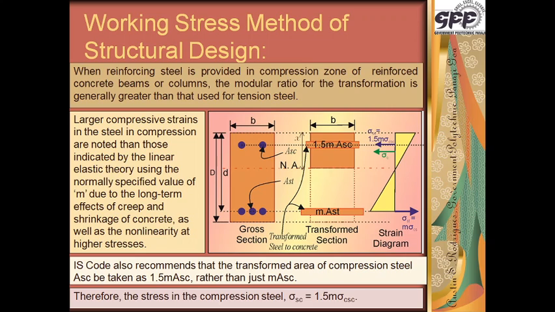So the IS code recommends that the transformed area of compression steel ASC be taken as 1.5 m ASC rather than just m ASC. Therefore, if you see the stress and strain diagram on the right hand side, the stress in the compression steel sigma SC is equal to 1.5 m sigma SC.